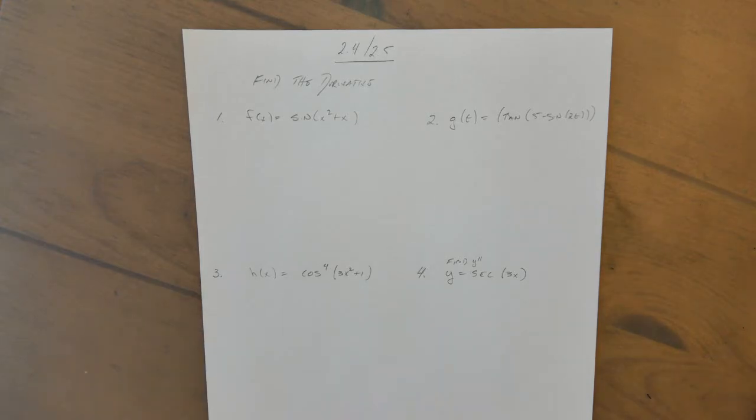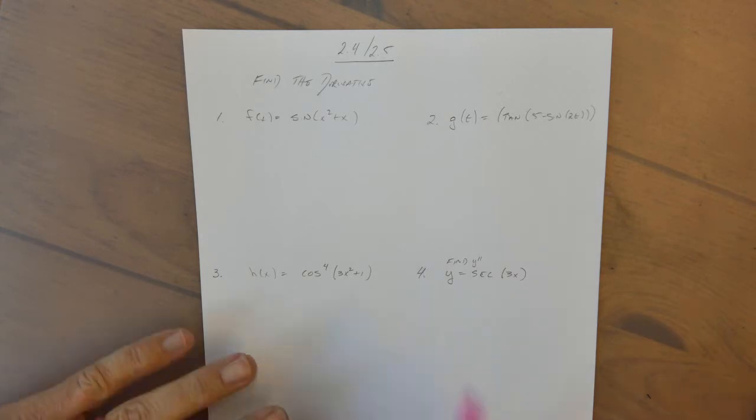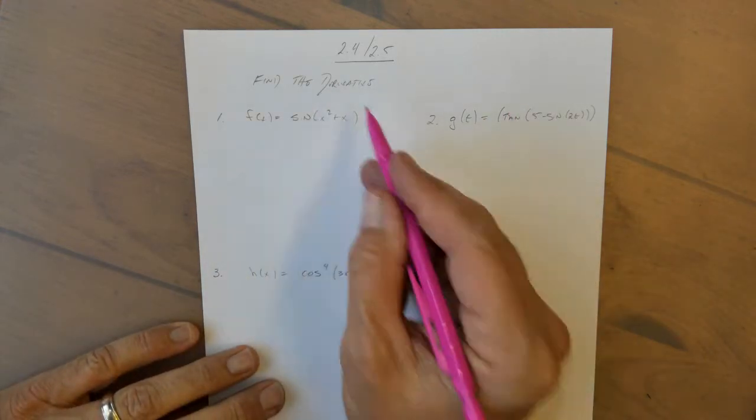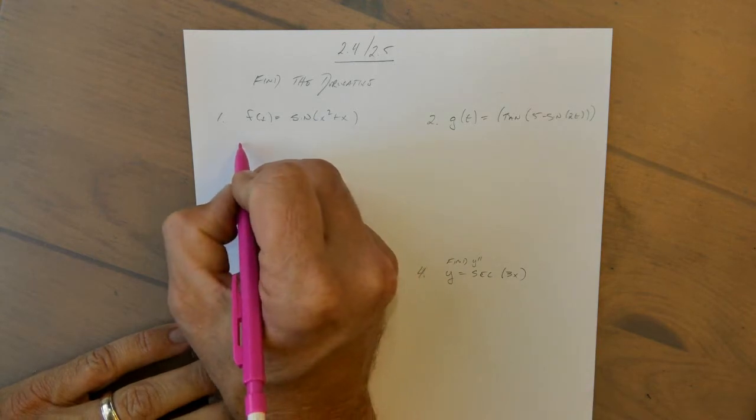Okay, today we're going to look at some problems from 2.4 and 2.5 in our text, specifically focusing on derivatives of trig functions and the chain rule, so composite trig functions. Okay, so for the first three, we're just finding the first derivative.